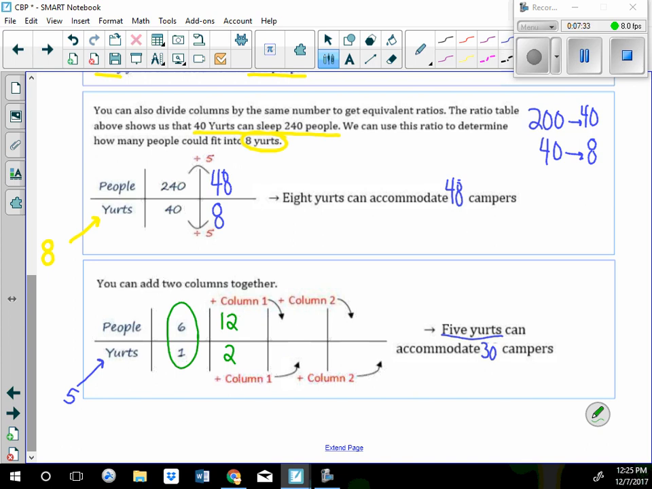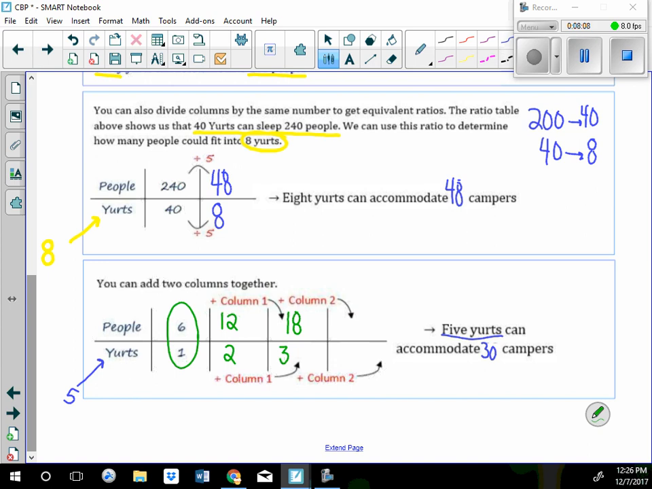Now I'm going to add column 1 to this again. So remember that column 1 had 1 yurt and 6 people. I'm going to add that to here. So I have 1 yurt plus 2 yurts. How many yurts would that be? 3. All right. And then 18. Okay. Now, it was my goal to get to 5 yurts. So I can see that I'm at 3 right here. And I have to think about how am I going to get to 5 yurts.